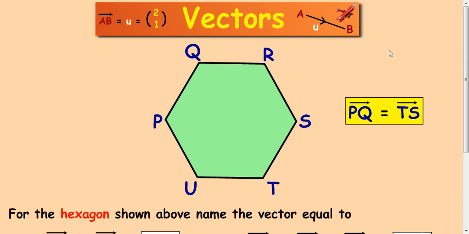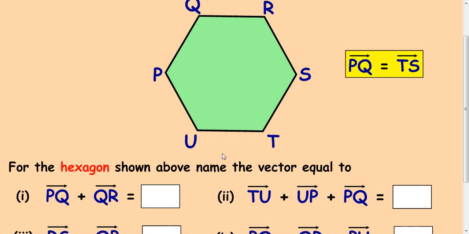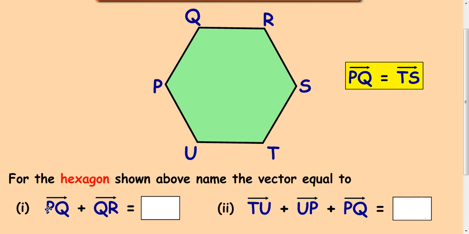In this lesson we're going to look again at vector journeys and adding vectors, but in a slightly different way. So the hexagon above here is shown with P, Q, R, S, T and U. We're told that PQ and TS are the same, so PU and RS are the same, and QR and UT are the same. What we have to do here is add PQ and QR.